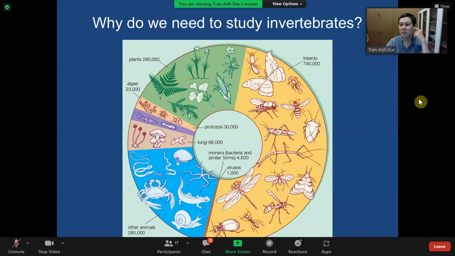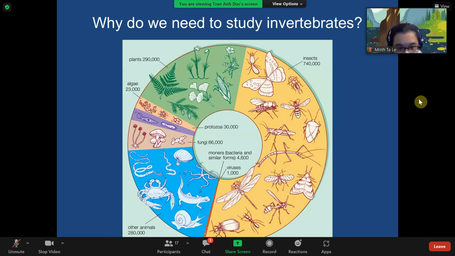Now, why do we need to study them? I think this diagram can give you the clue for the answer. Of course, nowadays there are even more than 1 million species, but I think the proportion of the chart here will not change so much. So look at this diagram. Could you give me the answers about why we need to study invertebrates? Because most of our species are invertebrates. Yes, that's one. Very good.